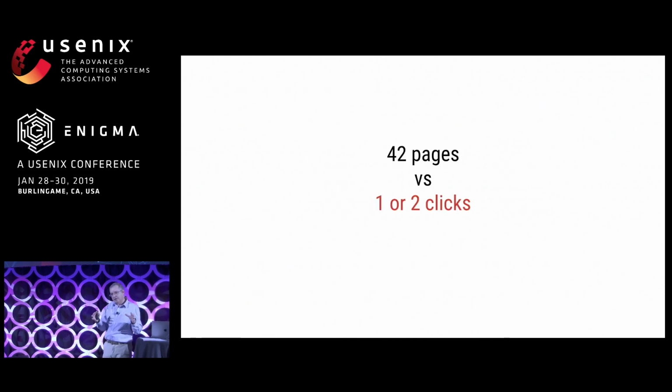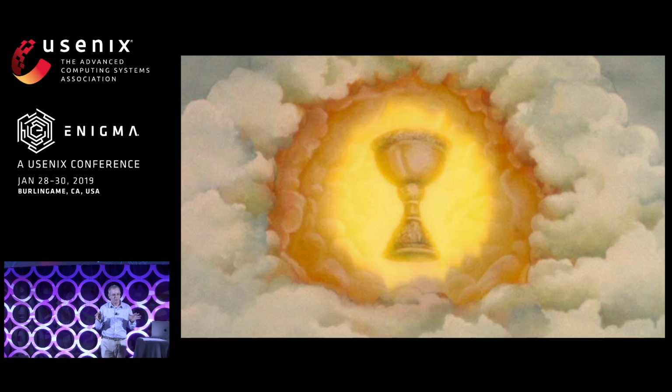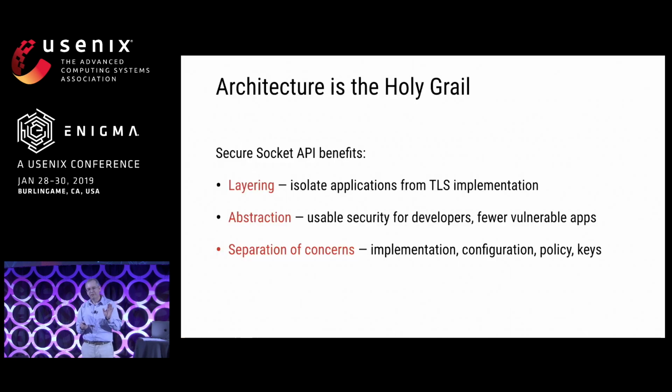Now, if I take all that stuff together, that lets us reduce that 42 pages of how to use certificates to 1 or 2 clicks for the users. So that's what we're trying to get here, is to get TLS certificates as usable as a 2-factor auth app on your phone. So you might be thinking, wow, this is amazing. Secure Socket API is the holy grail. We found it. Okay. What I hope I've convinced you of is that architecture is the holy grail.